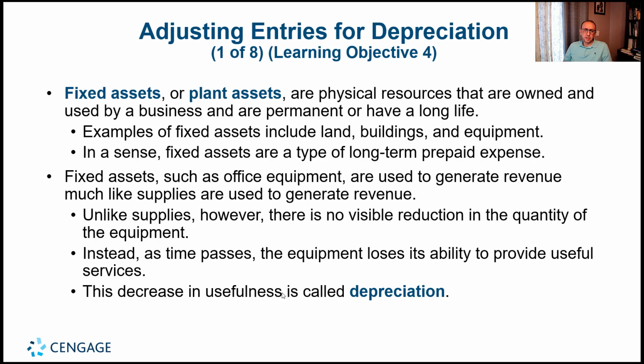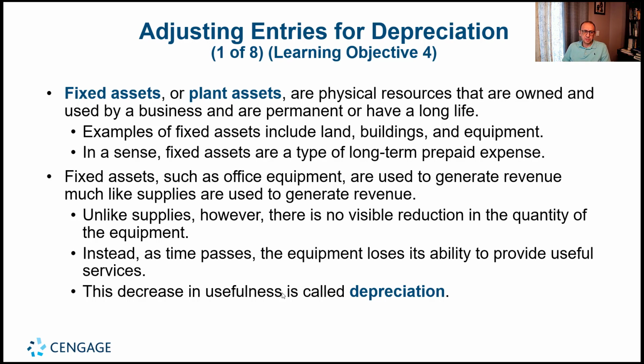So fixed assets or plant assets are physical resources that are owned and used by a business and are permanent or have a long life. So typically we have an asset that is going to be useful for 3, 4, 5, 10 years or even longer than that. Examples of fixed assets include land, buildings, equipment. In a sense, fixed assets are a type of long-term prepaid expenses. So it's something that we pay for now, but we're going to use over a long period of time. And over this long period of time, it's going to keep losing its value.